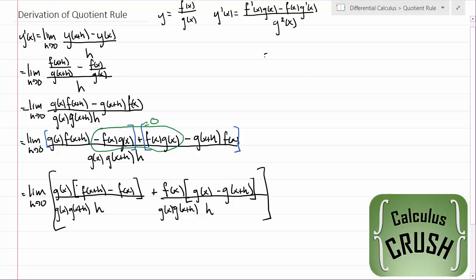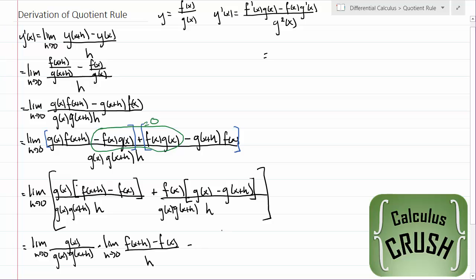So what we get is, actually I can do it one more line down here. The limit as h goes to 0 of g of x times g of x plus h and g of x on top, times the limit as h goes to 0 of f of x plus h minus f of x all divided by h.